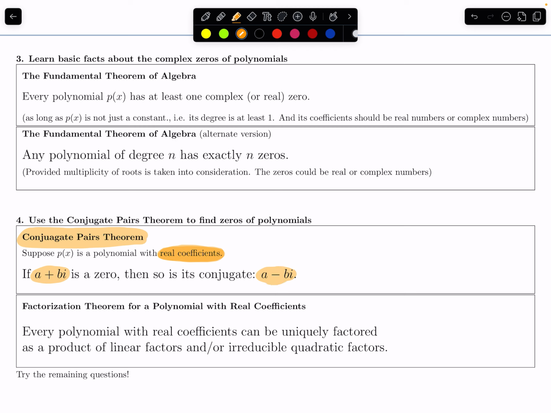What's the difference between a plus bi and a minus bi? Well, the sign change, right? The sign change for that imaginary part. Note, by the way, that the conjugate of a minus bi is actually back to a plus bi, because if you switch the sign from negative to positive, then you get what you get.